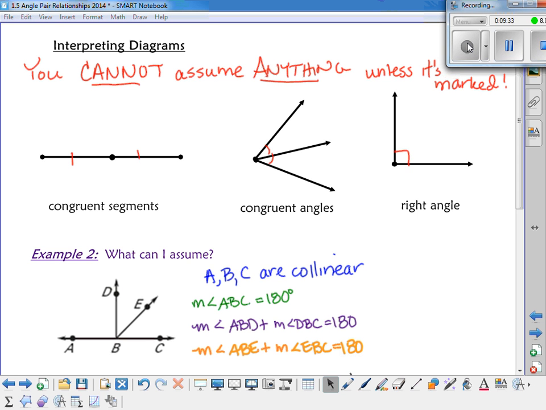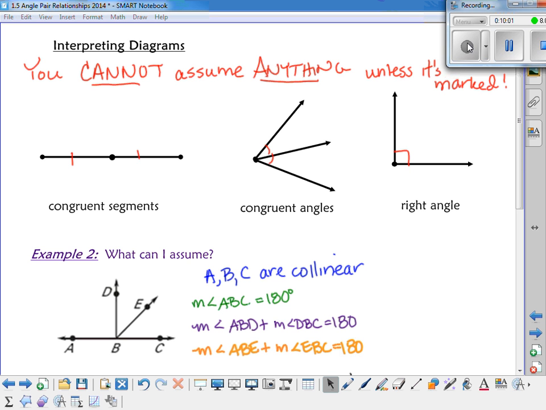Some of the things that you can assume is that A, B, C is collinear. The measure of angle ABC is 180 degrees. The measure of ABD plus the measure of DBC equals 180, or the measure of ABE and the measure of EBC added together would also equal 180. You cannot make any assumptions about right angles. Even though ABD appears to be a right angle, you cannot assume that because it's not marked.